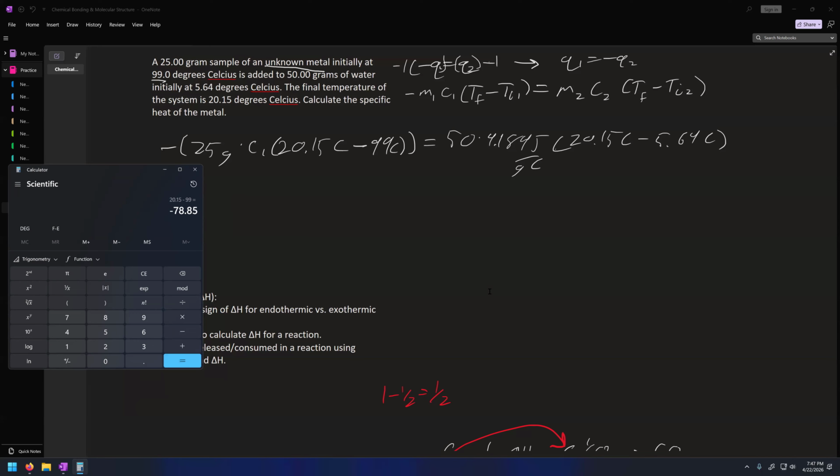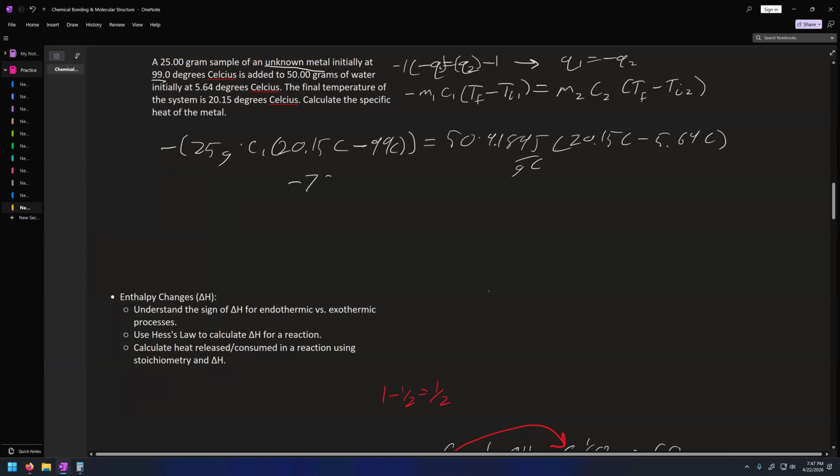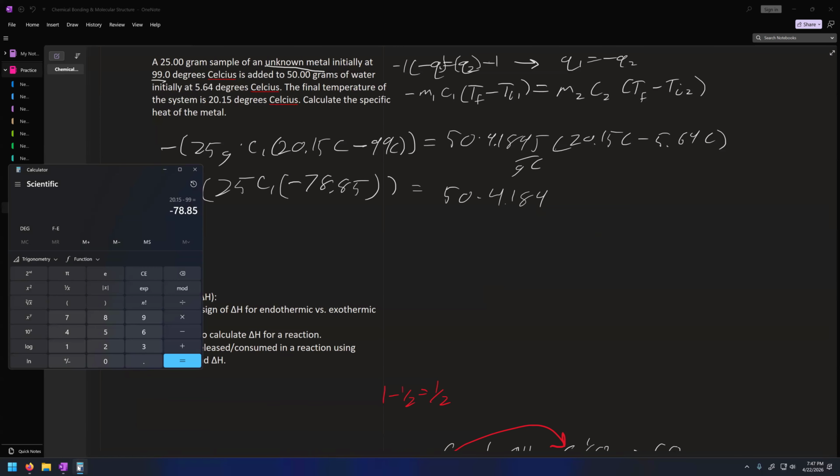So the term in the first parentheses simplifies to negative 78.85 times C1 times 25. And then that's all negative. And on the other side, 50 times 4.184. I'm just dropping the units here for simplicity's sake, because I know that they all cancel out in the end anyway. So here, 20.15 minus 5.64 gives me 14.51.